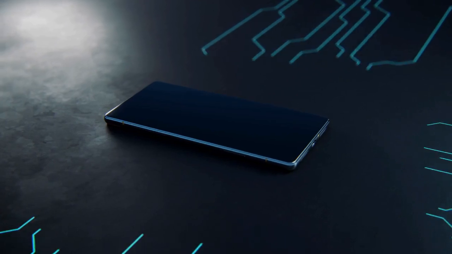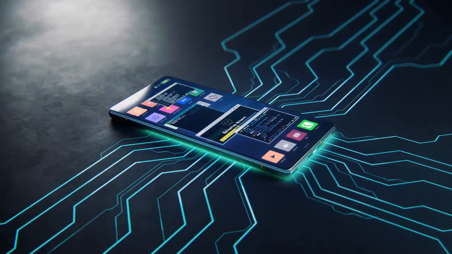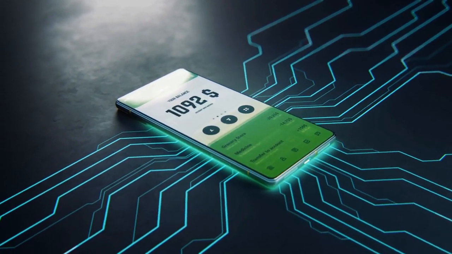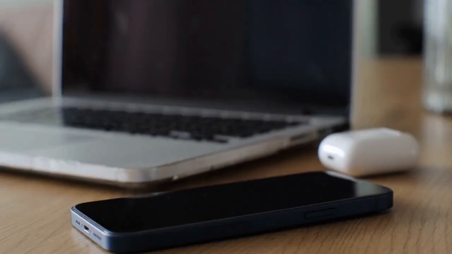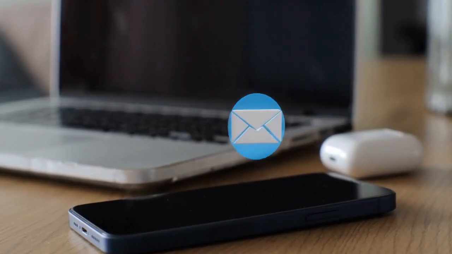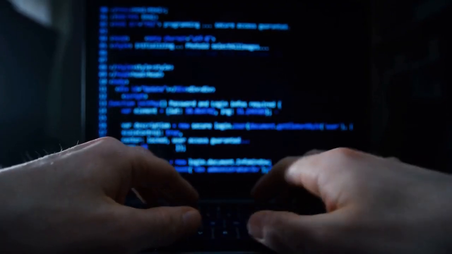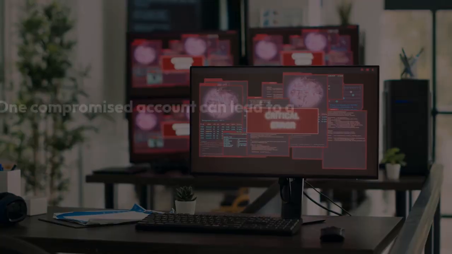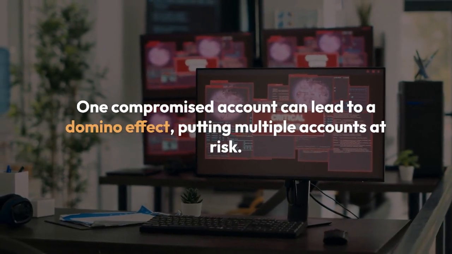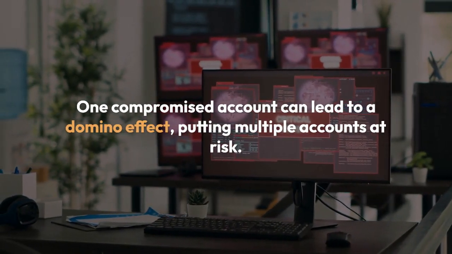Linked accounts are a web of interconnected online identities, often tied together by a single email address or phone number. They're a modern convenience, allowing seamless access across platforms, but they come with a hidden cost: privacy and security vulnerabilities. One compromised account can lead to a domino effect, putting multiple accounts at risk.